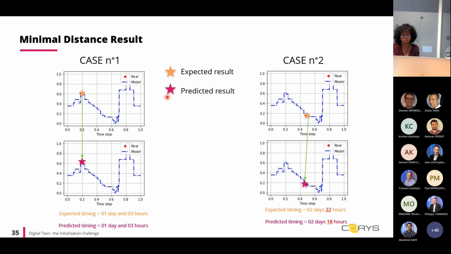For the second case of validation, we didn't find exactly the same snapshot, but we found something very close to the one that we were expecting. So we were expecting a snapshot based on about 2 days and 22 hours of data, and we found something around 2 days and 18 hours of simulation. So it's a 4-hour difference, and since our process here has a slow dynamic, this is not a long time difference between the snapshots.